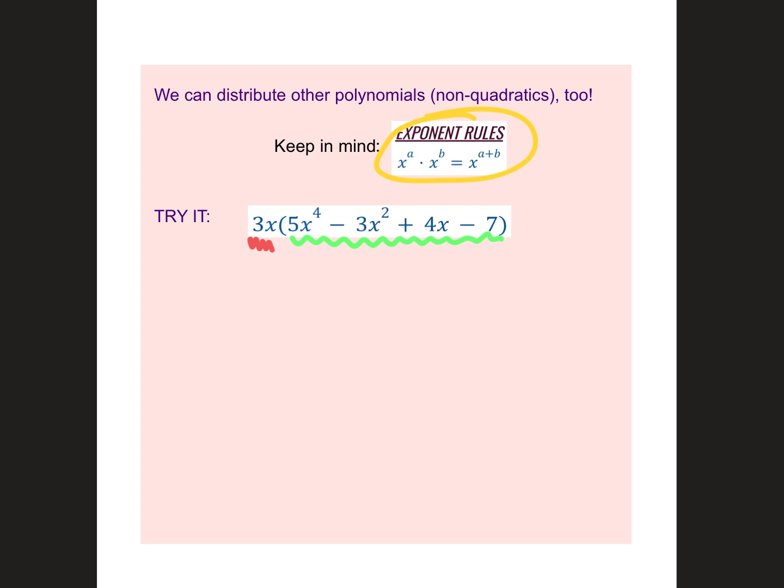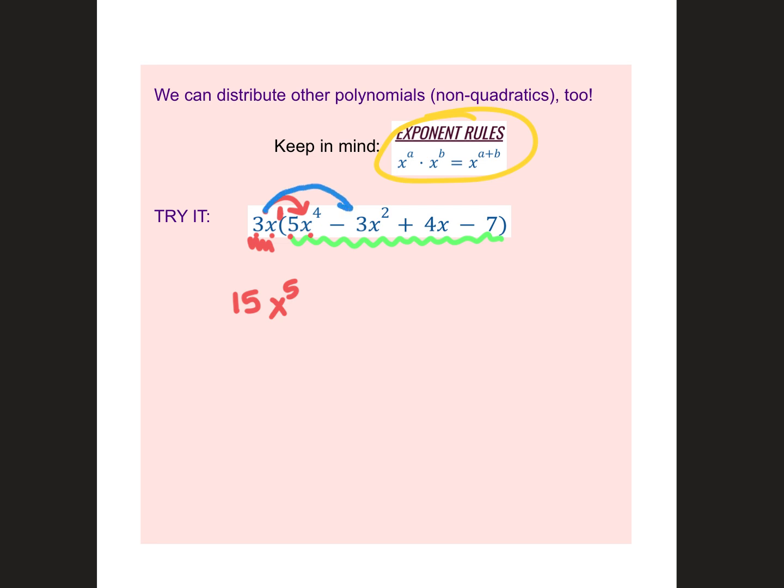So starting with 3x times 5x to the 4th power. I like to do the coefficients first. 3 times 5 gives me 15. And then I like to look at my variables, x times x to the 4th power. Although we don't see it, this x does have an exponent of 1. So when I combine that, I need to add 1 plus 4, giving me a total of 5. So I have 15x to the 5th power. I'm going to repeat that process 3 more times.